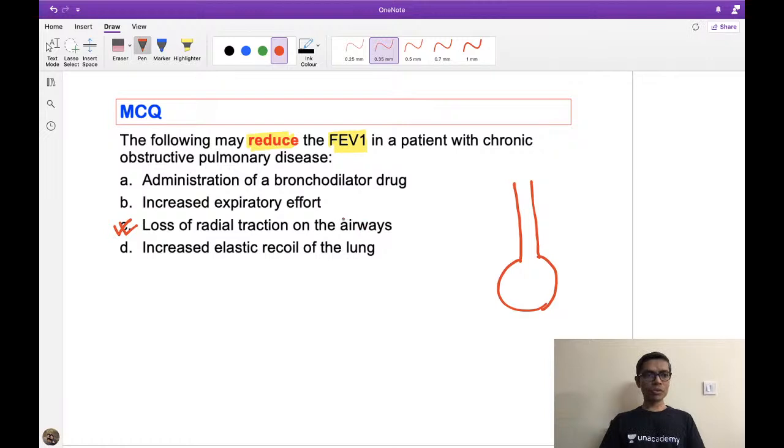This is the cause, no, it is not the increased elastic recoiling of the lung. I'll explain. Increased elastic recoiling is not possible in the case of an emphysema patient. There will be a decrease in elastic recoiling in an emphysema patient, and that is the major pathology of emphysema.